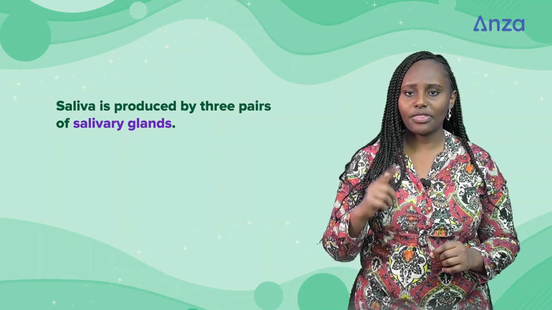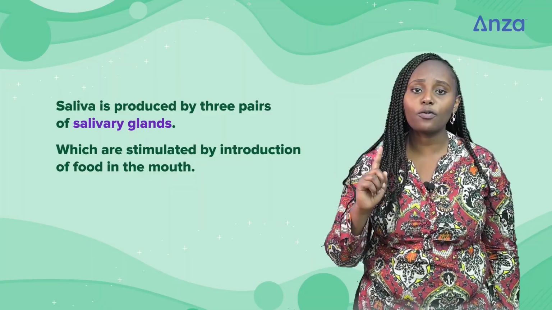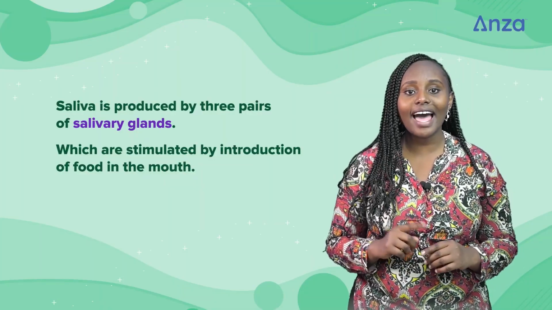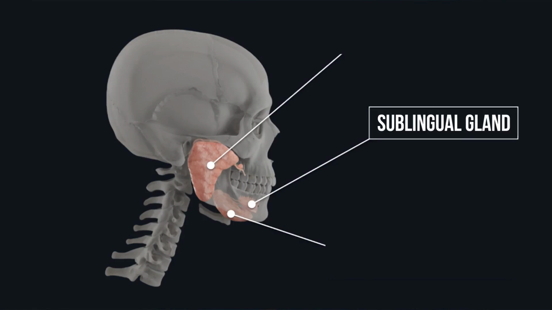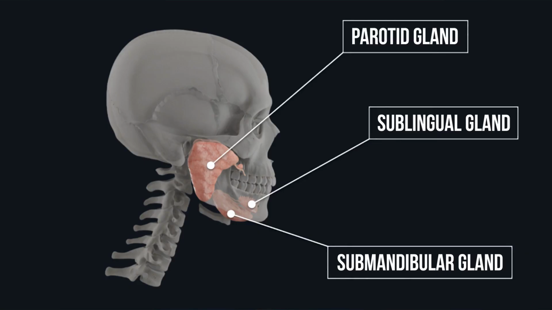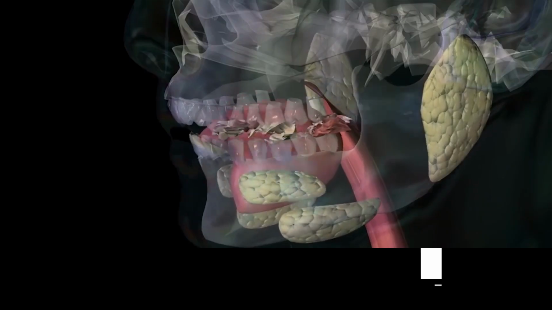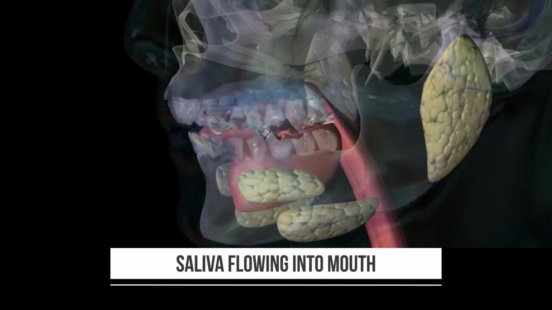Saliva is produced by 3 pairs of salivary glands, which are stimulated by introduction of food in the mouth. These are the sublingual salivary glands, which are found below the tongue, the submandibular salivary glands, which are located below the jaw, and the parotid salivary glands, which are found in the cheeks in front of the ears. All these salivary glands have ducts which open into the mouth. This is the pathway through which saliva flows into the mouth.